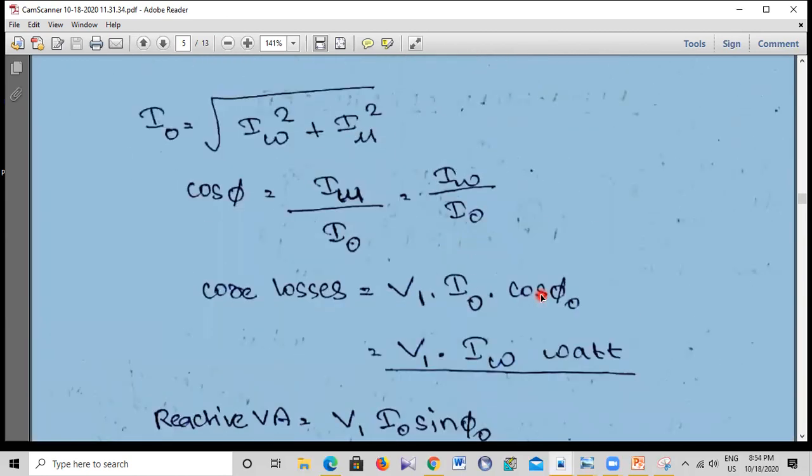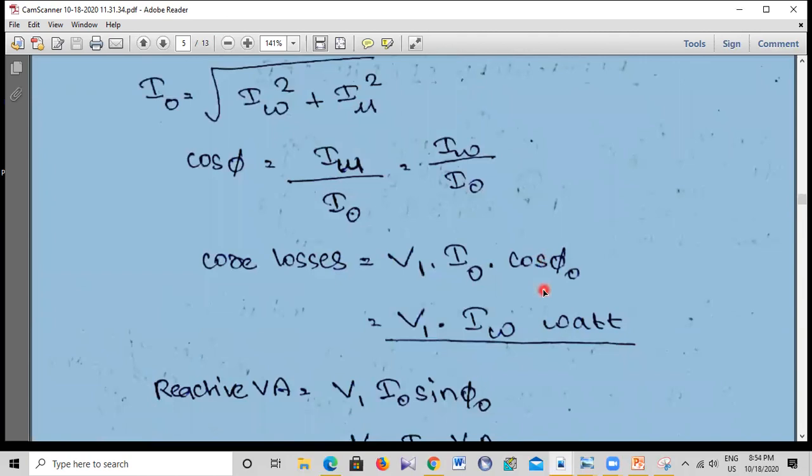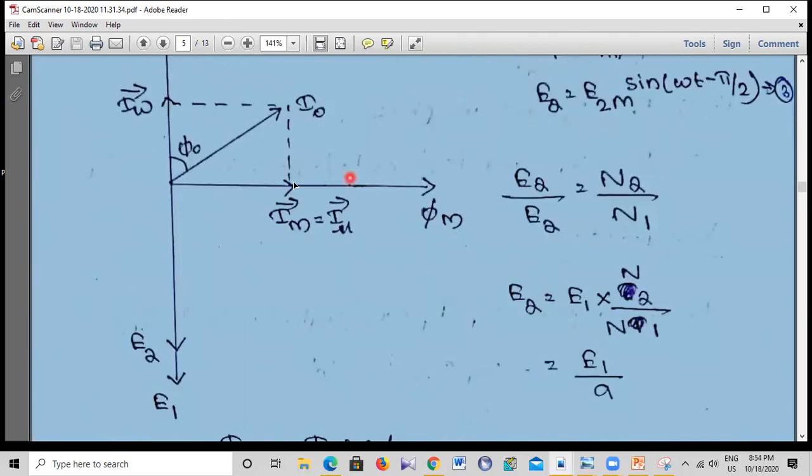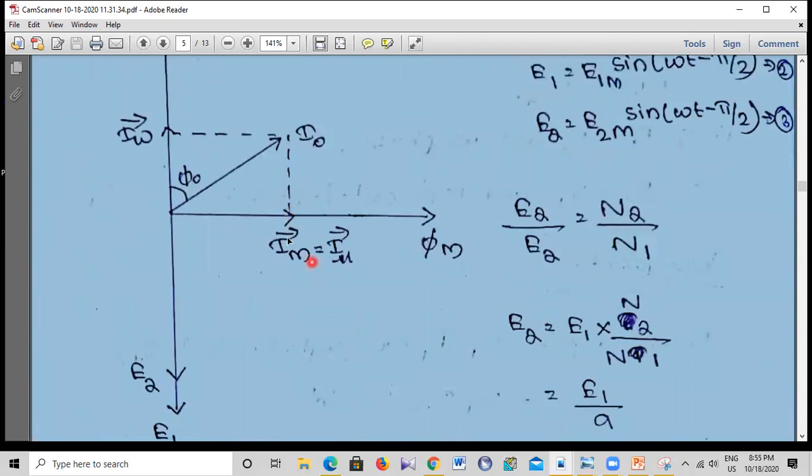So far we have seen what the phasor diagram is in case of a no load condition, what the magnetizing component is, what the wattful component is, how it is 90 degrees, how it is leading, how it is lagging, how this phi naught came, what this phi naught is, everything.